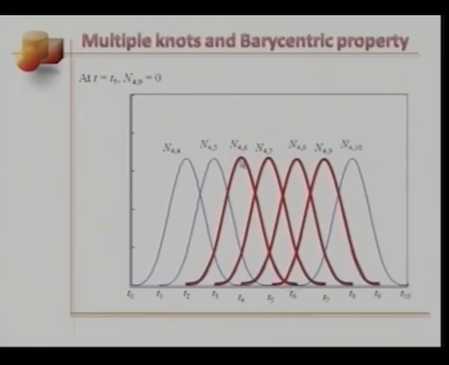We have 4 B-spline basis functions which are non-zero over this interval, and because of local barycentricity, all these four functions will sum to 1. At t equals t5, N4,9 will be equal to 0, right here. So one of the B-spline basis functions will get dropped from the summation. N4,6 at t5, N4,7 at t5, and N4,8 at t5 will now sum to 1.